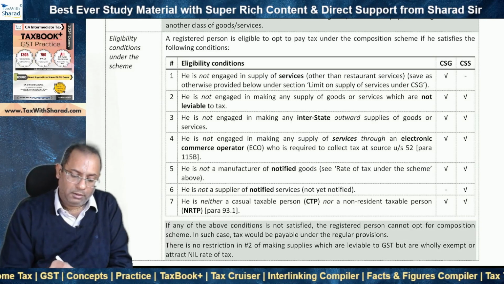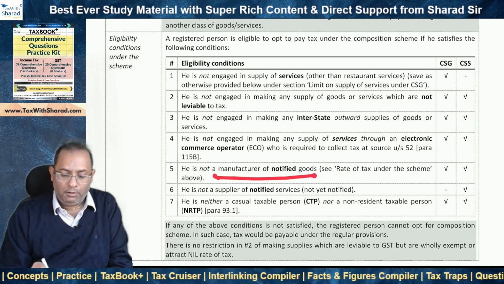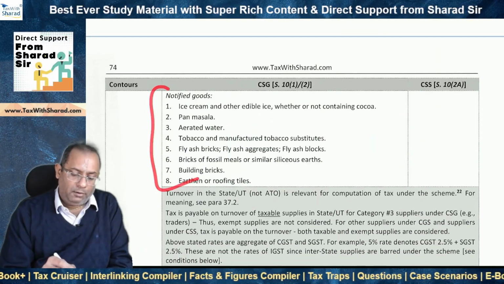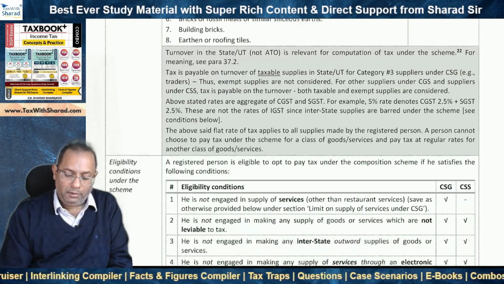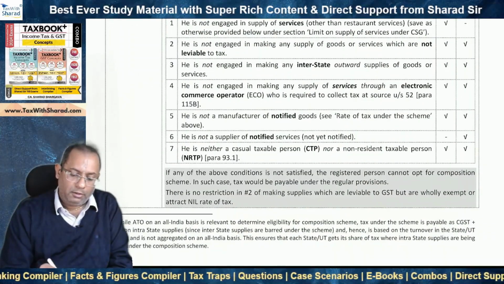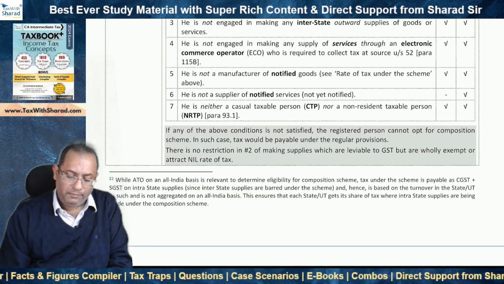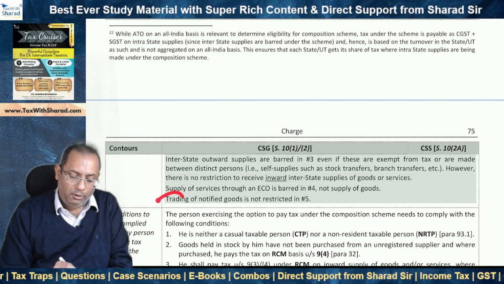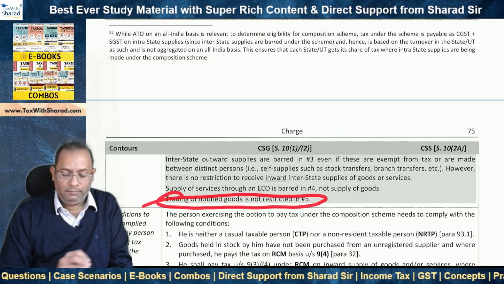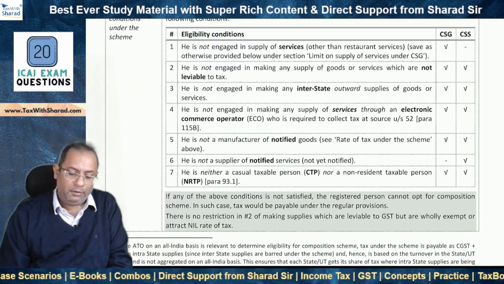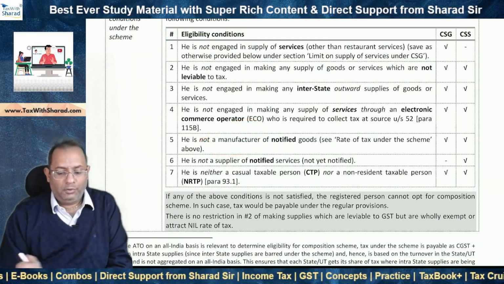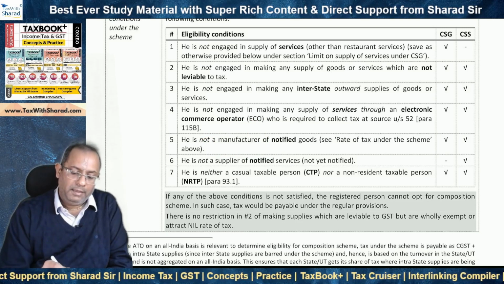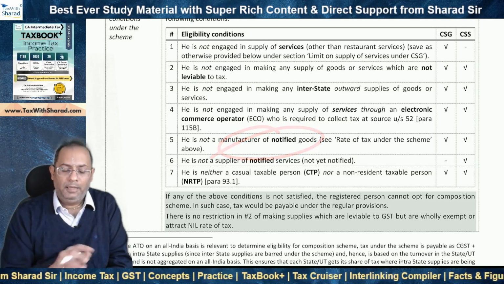And one of the conditions was number 5. He is not a manufacturer of notified goods. Notified goods, all these 1 to 8: ice cream, pan masala, aerated water, and so on and so forth. So he is not a manufacturer of notified goods. And it is clearly given in TaxBook Plus that trading of notified goods is not restricted in condition number 5. What is restricted is manufacture. So he may be a trader or a dealer of notified goods, and he will still be eligible. But if he is a manufacturer of notified goods, he will not be eligible.